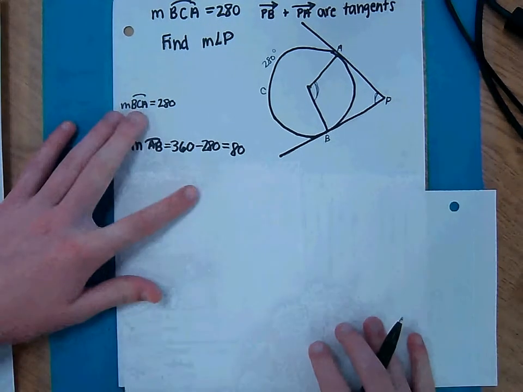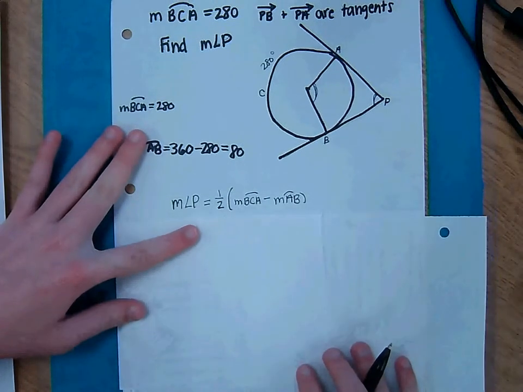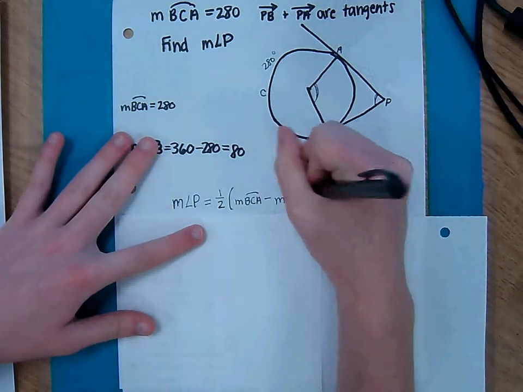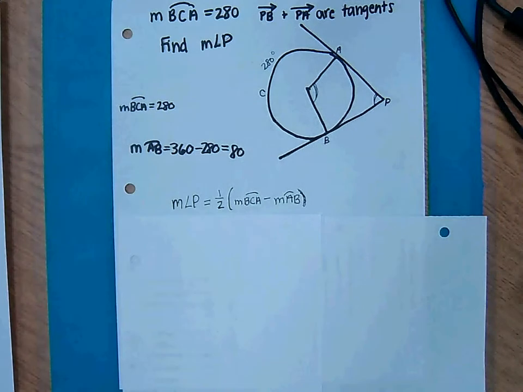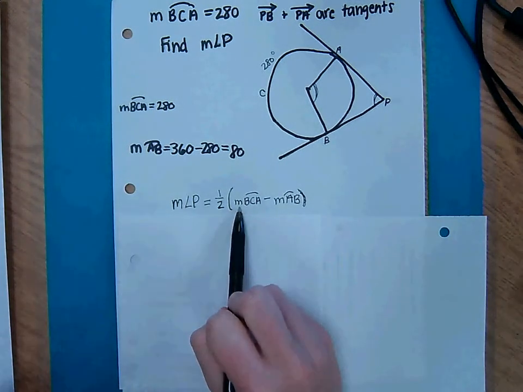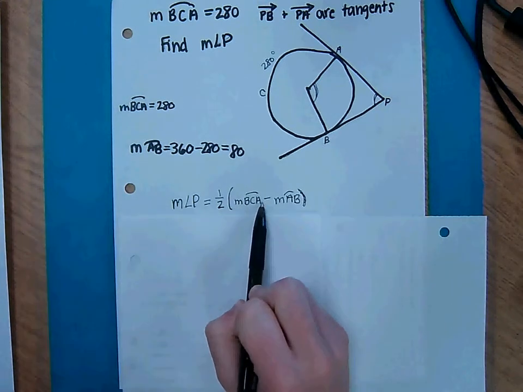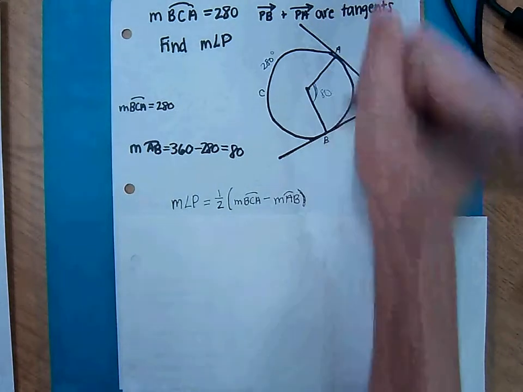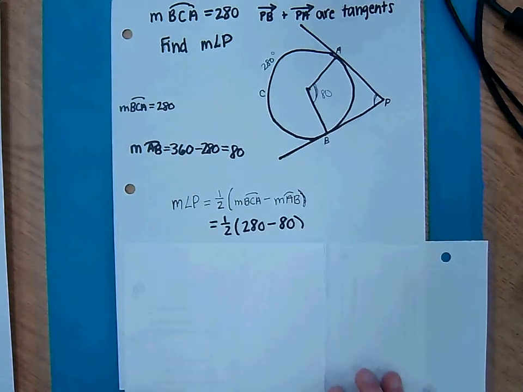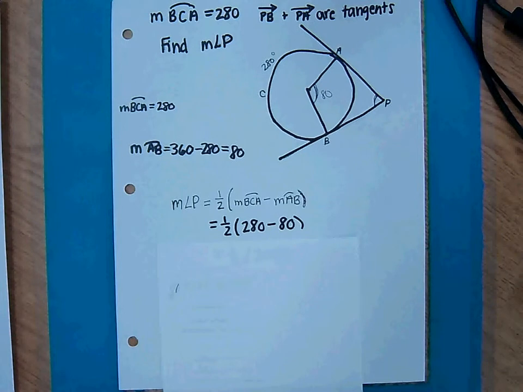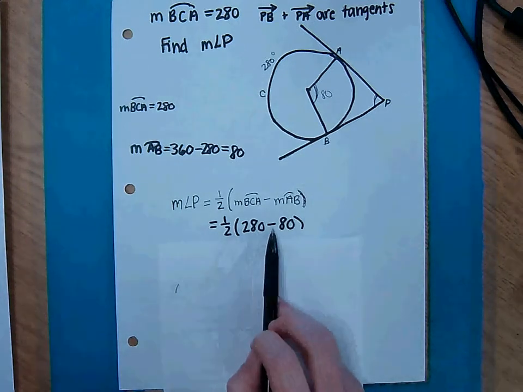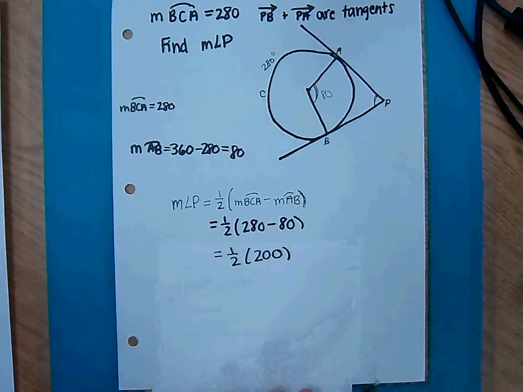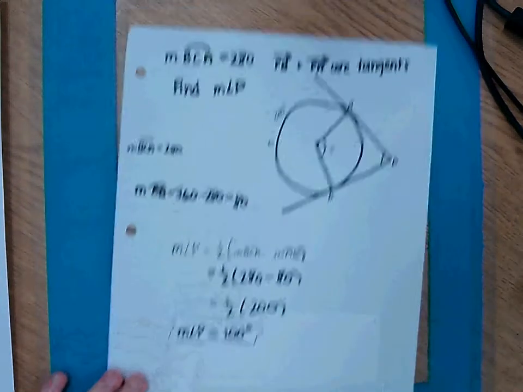So then the formula you're going to use is 1/2 the major arc minus the minor arc. Okay, that's the measure of the angle. So you have 1/2 the measure of arc BCA minus the measure of arc AB, which we found to be 80. So you're going to get 1/2 times 280 minus 80, which gives you 1/2 of 200, and that's 100. 100 degrees is the measure of angle P.